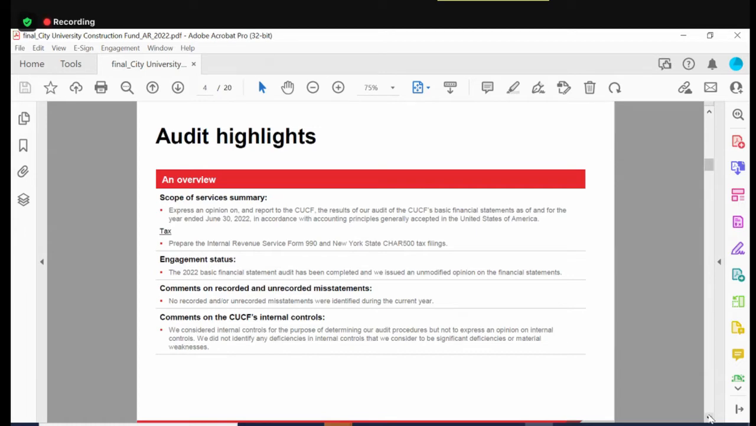The tax services are currently being provided and will be complete in the near future. In fact, Fred Davis, who's the tax partner, will be participating in person for the 9:30 meeting. There were no recorded or unrecorded misstatements during the audit, and we did not identify any control deficiencies.